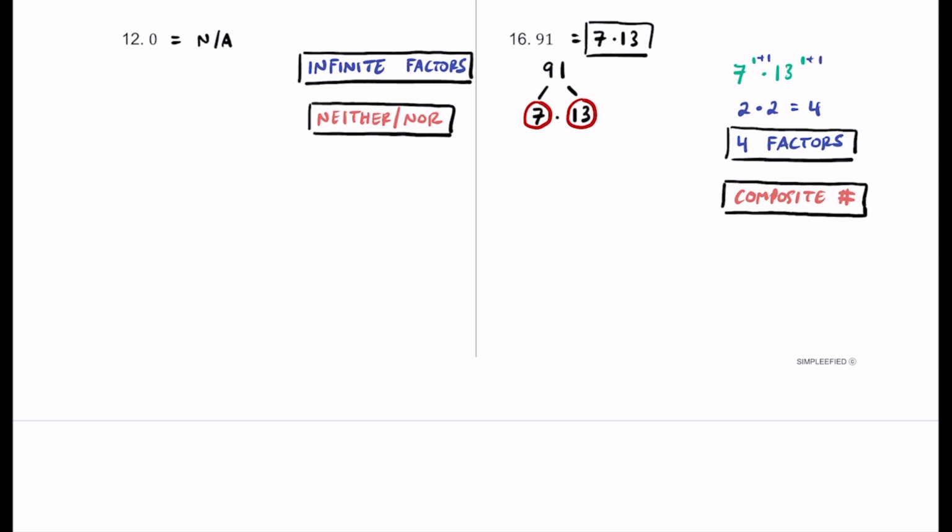All right, so there you have 16 different practice problems on deciding whether numbers were prime or composite, also how many factors they have, and also writing their prime factorizations using a multiplication sentence and exponents as a shortcut.